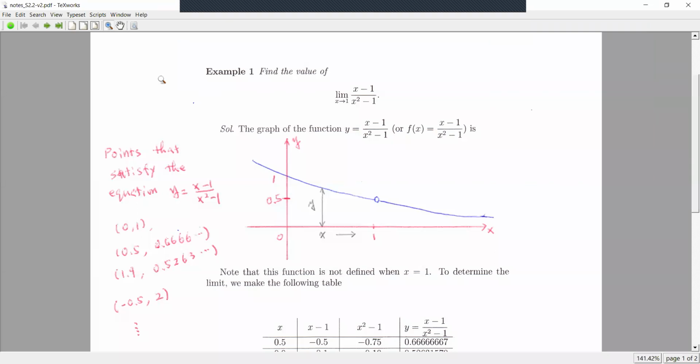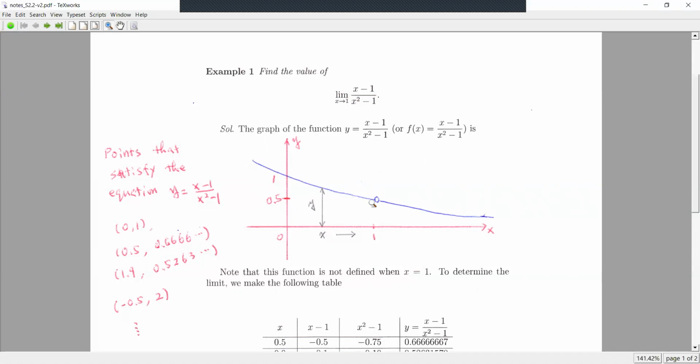Here are some examples about the limit of a function. Example 1, find the value of this limit. In this limit, the function is x minus 1 over x squared minus 1, and the independent variable x is approaching 1. When x approaches 1, the function will approach some number. Now the question is, can you tell the number? The number is this limit.